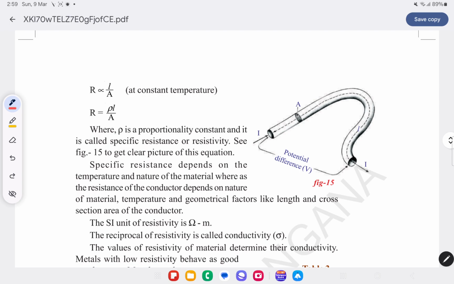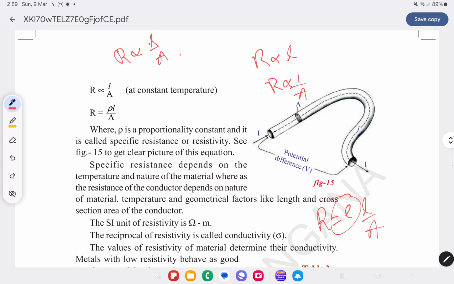See, first of all, just now we have seen R is directly proportional to L and R is inversely proportional to A. Combination of these two will give you R is directly proportional to L by A. Okay. Now, if you remove this proportionality symbol, then you will get R is equal to rho L by A. This rho is nothing but resistivity. What is it called as? Resistivity. One more name is specific resistance. Okay. R is resistance. Rho is specific resistance or resistivity.